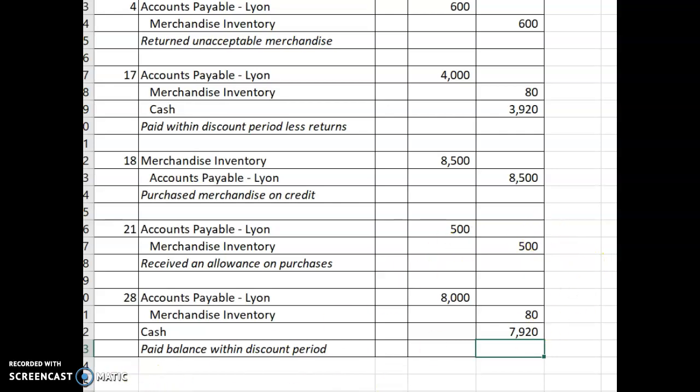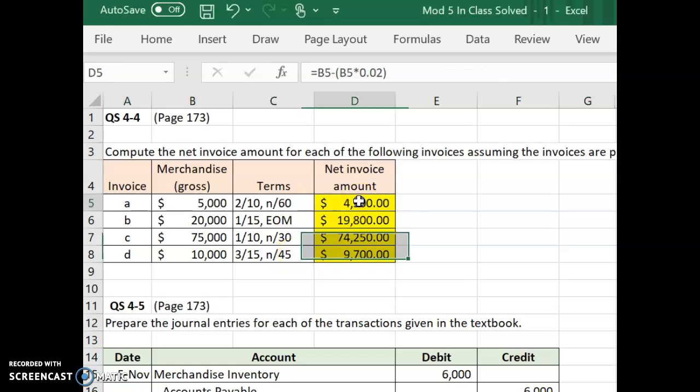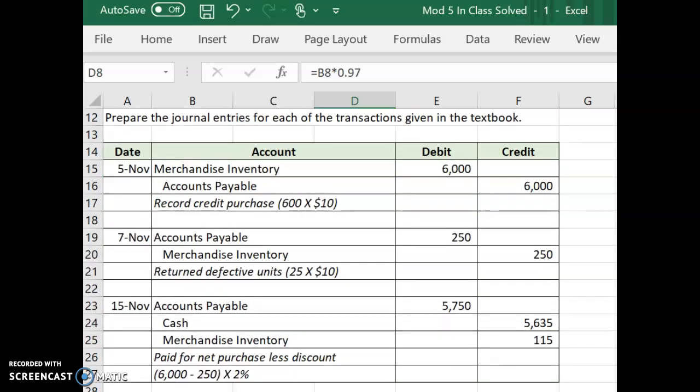Now I ask you to pause and take a look at exercise number 2 in your work. In 4-4, you were asked to compute the net invoice amount given the terms 2/10 net 60, 1/15 end of month, 1/10 net 30, or 3/15 net 45. So if you look at these, we take the gross merchandise minus the gross merchandise times the discount percentage. So you can see the formulas for each one of those. Or here I just took it times 0.97 because it's a 3% discount, so 100% minus 3% is 0.97.